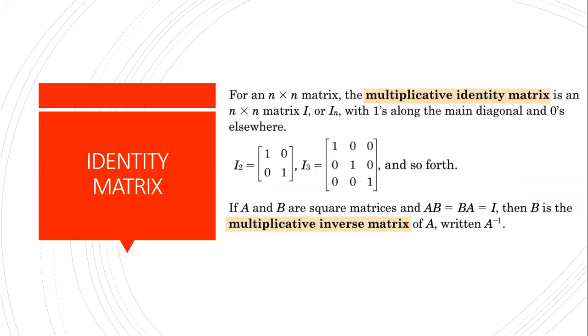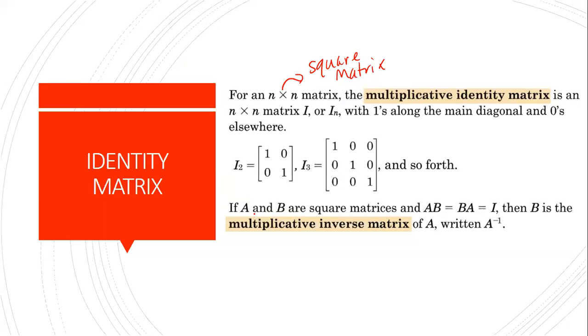So for any n by n matrix, the multiplicative identity matrix is an n by n, which is also called a square matrix. It is the matrix I, or I sub n, with ones along the main diagonal and zeros elsewhere. So if I have a 2 by 2 identity matrix, notice how I have ones along the diagonal and everywhere else are zeros. If I have a 3 by 3 identity matrix, ones along the main diagonal and zeros everywhere else, okay?